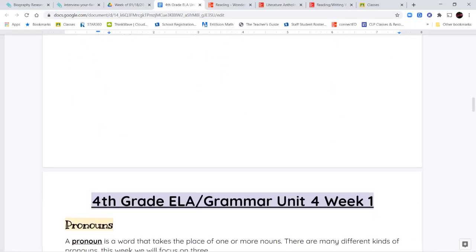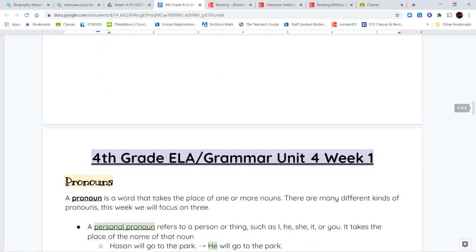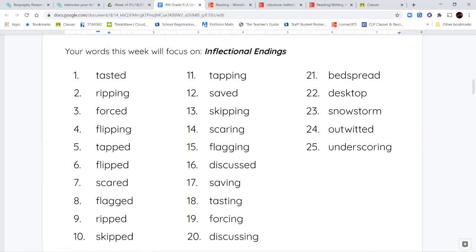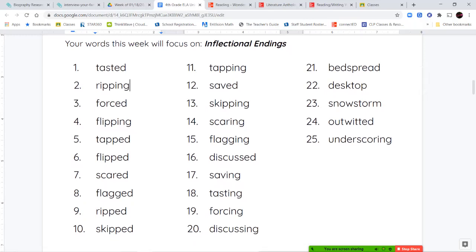Now, there are specific rules that you're going to focus on before we get into the pronouns. Let's take a moment to focus on our spelling words. Now, the base word for the word tasted is the word taste, T-A-S-T-E. It ends with a silent E. So if I want to add the ed ending, I'm going to be dropping that final E and adding an ed.